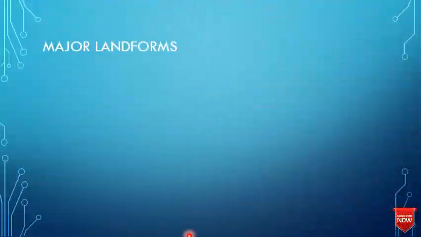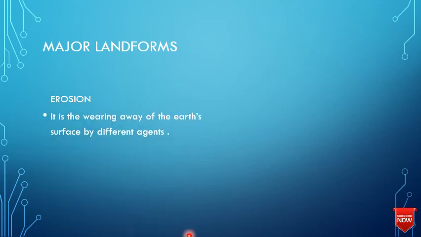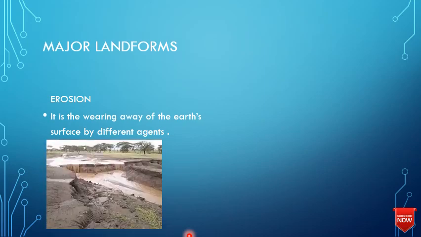Now, major landforms. First, erosion. It is the wearing away of Earth's surface by different agents like wind, water, and many more. This is the picture of erosion. That is, the top layer is carried away by water.